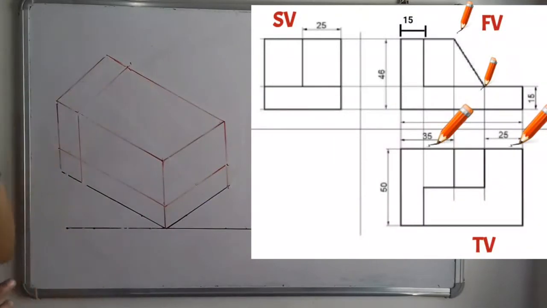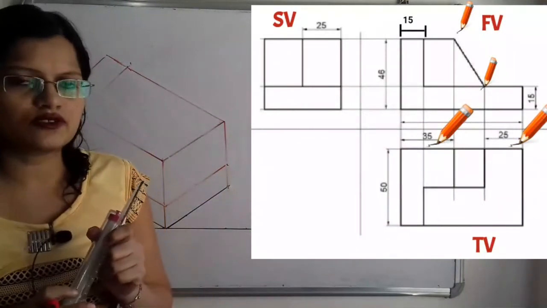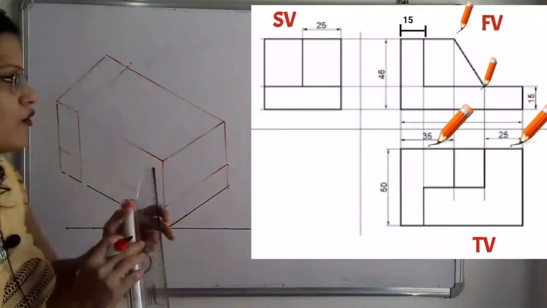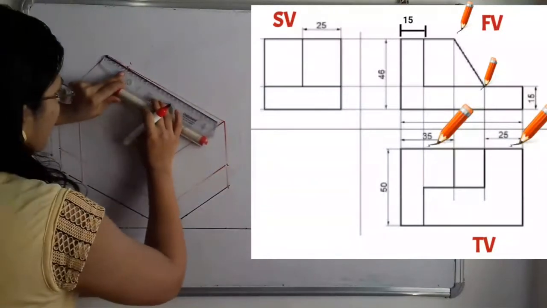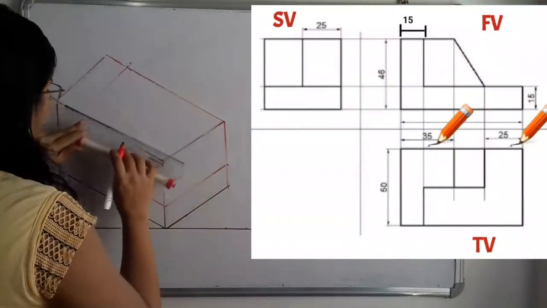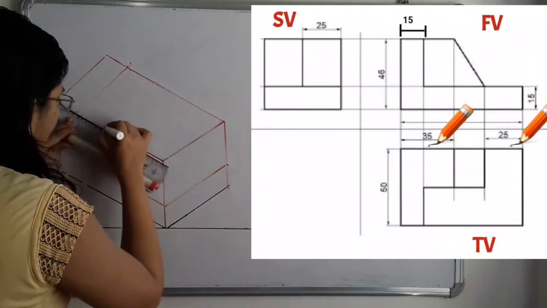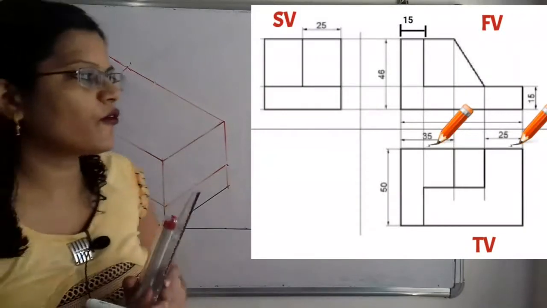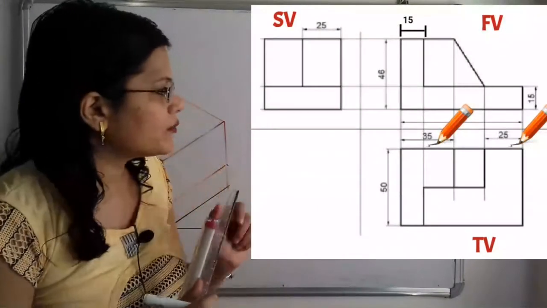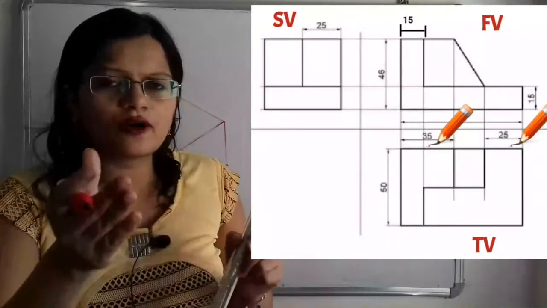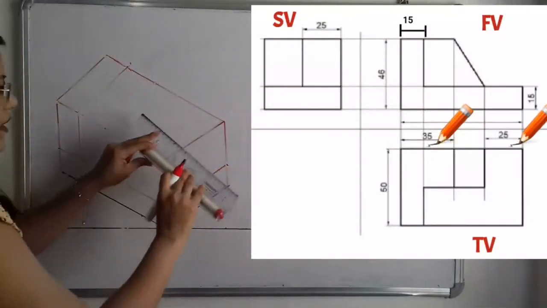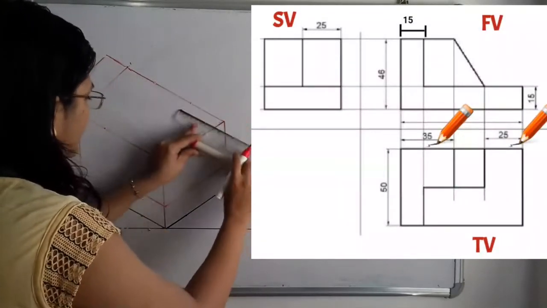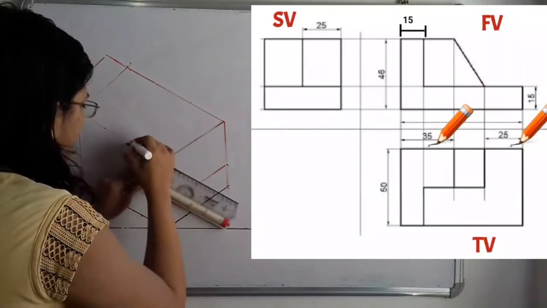We have to take here the point for the 35 millimeter. So 35 into 3, that is equal to 105 millimeter. So I will mark here one point for 105 millimeter. So on both sides I will mark here the point for 105 millimeter. So this will be the start point. And where is the end point? So end point is 25 millimeter from the right hand side. So 25 into 3, that is 75 millimeter. So we have to take a distance of 25 into 3, that is 75 millimeter.